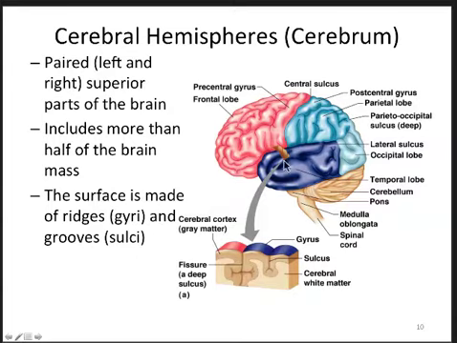If we look at a cross-section of brain tissue in detail, what we find is that the gray matter of the brain is on the outside and the white matter of the brain is on the inside. Remember that gray matter is composed primarily of nerve cell bodies, and that white matter is composed primarily of myelinated axons. And so remember, when you see gray matter, that's always signal processing, and where you see white matter, that's always signal transmission.